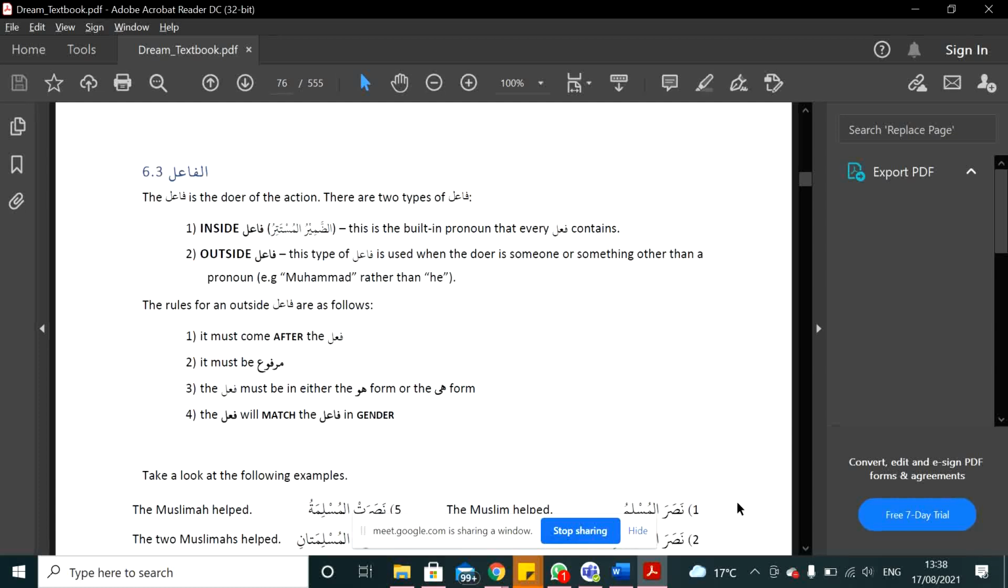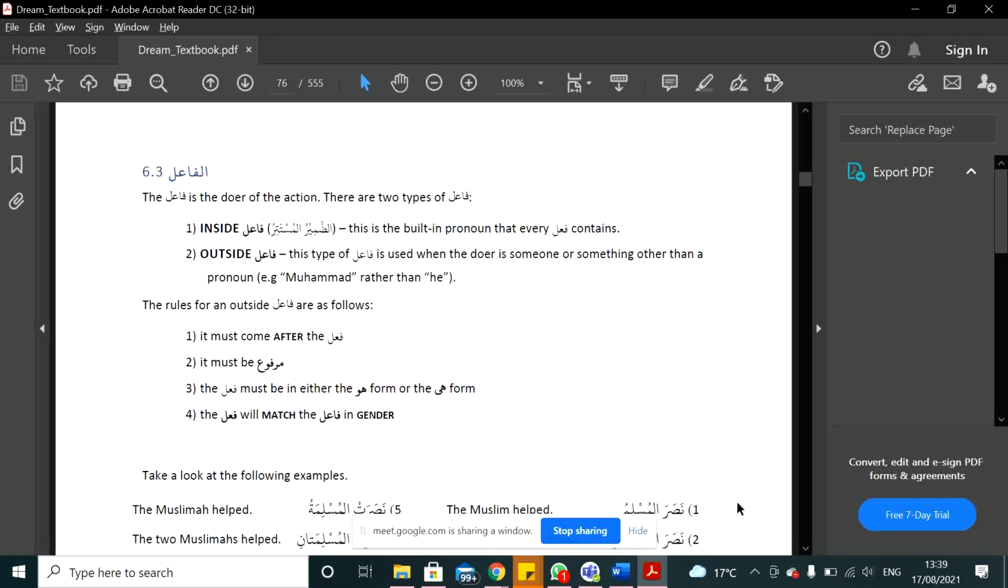Are you getting it? Instead of he, I can say Muhammad. Instead of she, I can say Faiza. Instead of they, I can say people. Instead of the pronoun, I can use any other ism, right? So since we have an inside pronoun embedded inside the fi'l, this other fa'il has to come separately, and that is why we call it an outside fa'il.